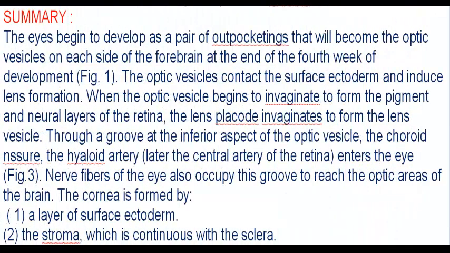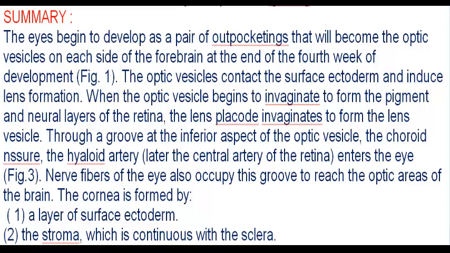Summary: the eyes begin to develop as a pair of outpocketings that will become the optic vesicles on each side of the forebrain at the end of the 4th week of development, Fig. 1. The optic vesicles contact the surface ectoderm and induce lens formation. When the optic vesicle begins to invaginate to form the pigment and neural layers of the retina, the lens placode invaginates to form the lens vesicle. Through a groove at the inferior aspect of the optic vesicle, the choroid fissure, the hyaloid artery, later the central artery of the retina, enters the eye, Fig. 3. Nerve fibers of the eye also occupy this groove to reach the optic areas of the brain.